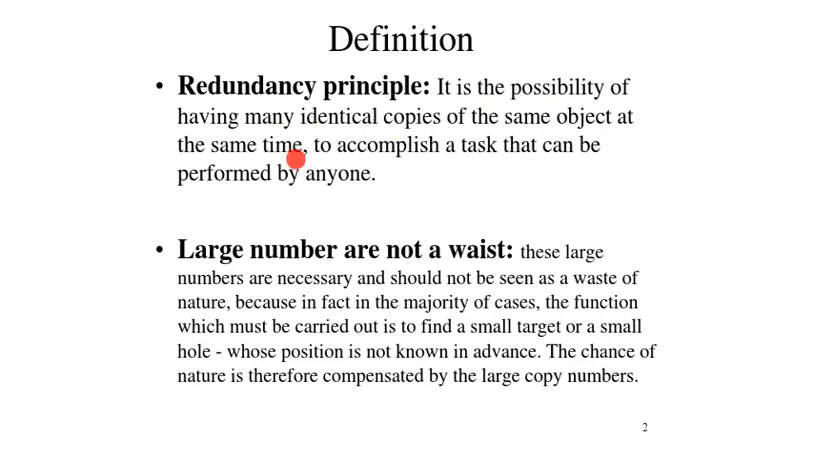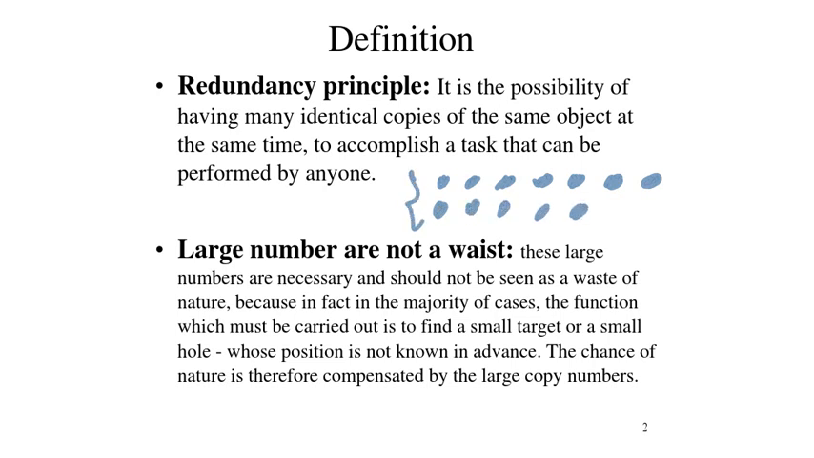at the same time. And the reason for this is to accomplish a task that can be performed by any of these elements. So basically, imagine you have the same copy, here represented by this point, of the same object that appear more or less at the same time. And the question is, why do you need so many of them?